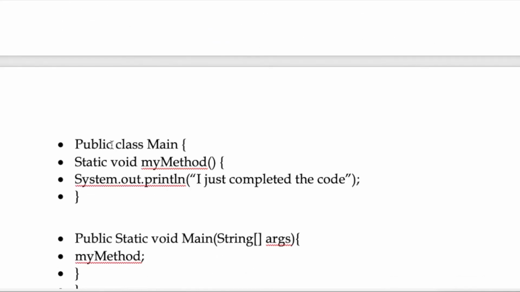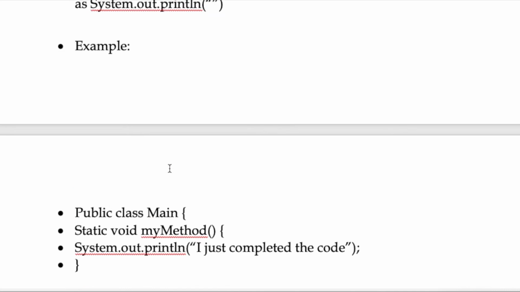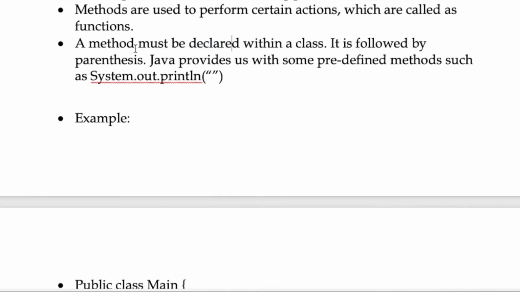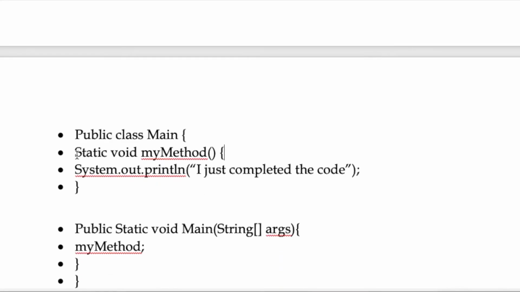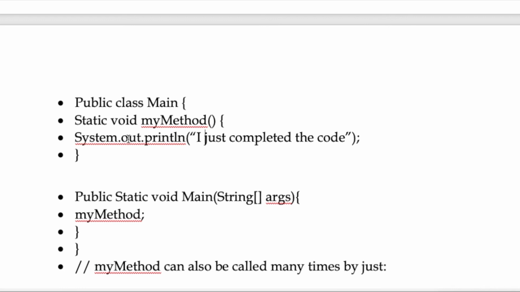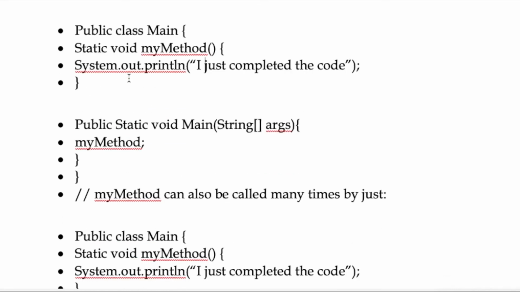So here's an example: public class Main, static void myMethod. Here we stated that a method must be declared in a class. So here we have the Main class, and here we started declaring our method. Here we have declared static void myMethod. myMethod is the name of the method I am going to declare, and void will not return any value, as we know from the C programming language.